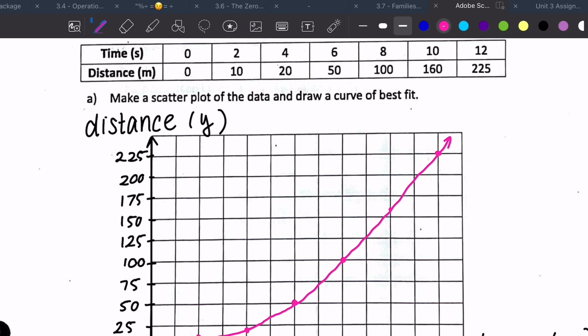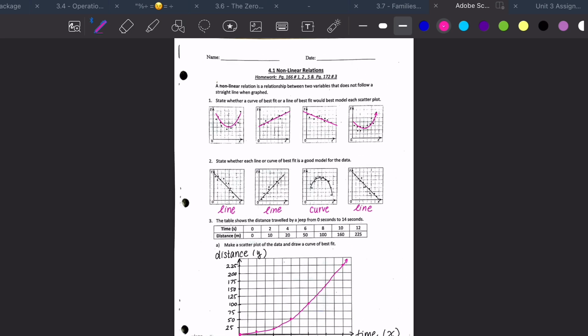I went from 0 to 10, 10 to 20, but then I went 20 to 50, so I went up by 30, and then 50 to 100, I went up by 50, and then 100 to 160, I went up by 60, so I'm going up by different amounts every single time. So it can't be a line. Is that okay? That concept? Cool. I'm good to flip?